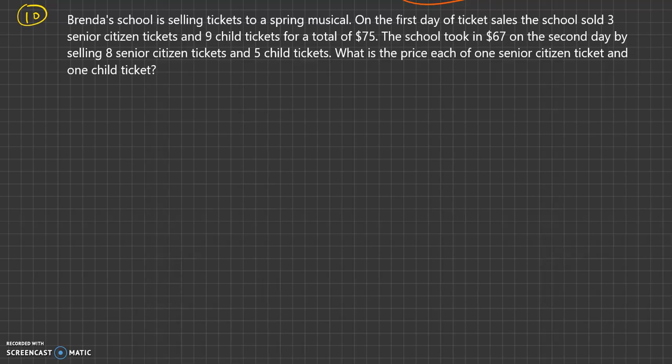All right, so Brenda's school is selling tickets to a spring musical. On the first day of ticket sales, the school sold 3 senior citizen tickets and 9 child tickets for a total cost of $75. So we've got to assign our variables. X is going to be the cost of a senior ticket, and we'll say y equals the cost of a child's ticket. I think that's the easiest way to approach this one.